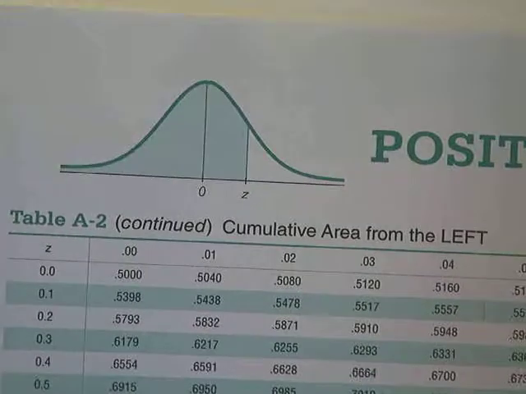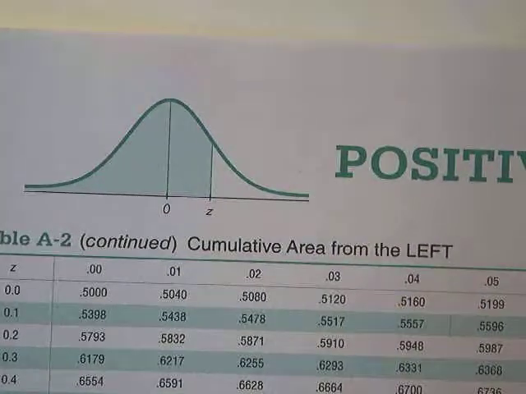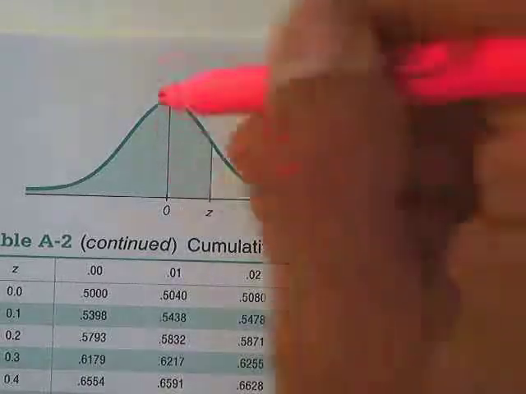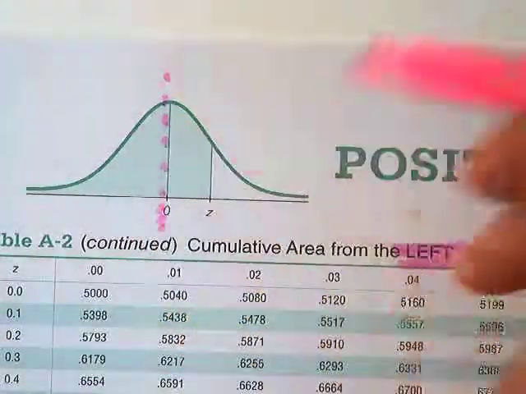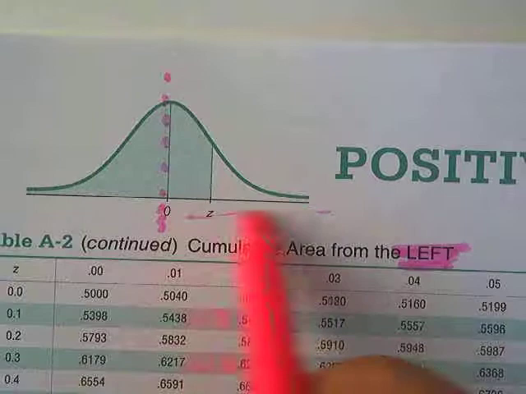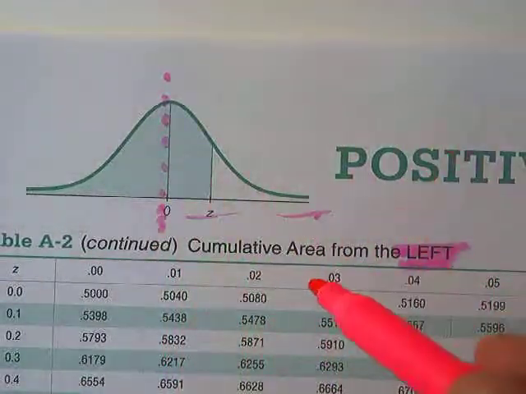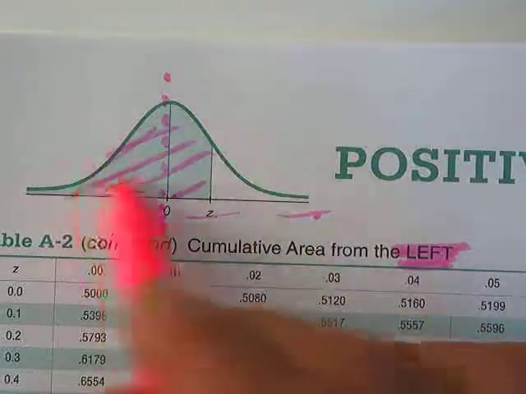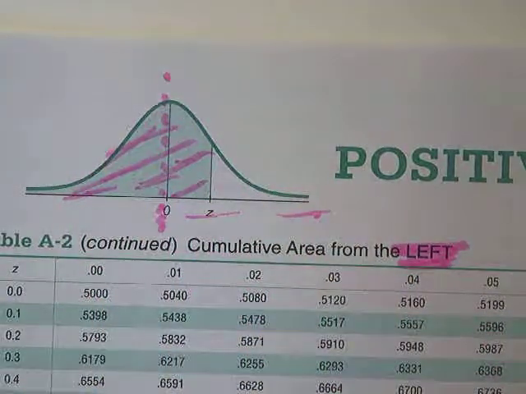Okay? Now the right side, positive z-scores from the left. That means that these scores will be on the right side of the 0, and it will be the area to the left of that z-score.